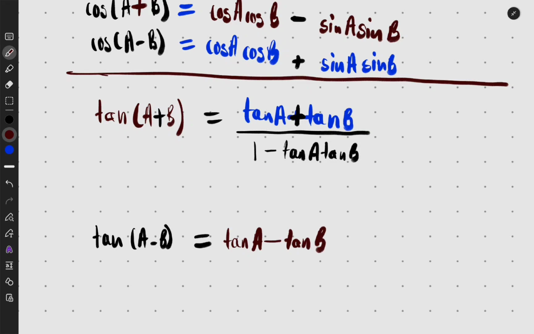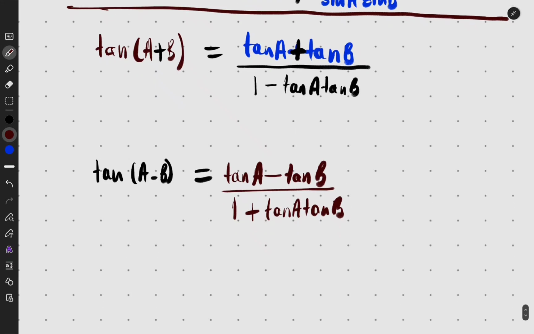We said we expand like we do in algebra. Tan A minus tan B, okay? Then we say over, if this is a minus, then this will become a 1 plus. Then we now put what? Tan A tan B. And this is the end. We'll be done with the tan.